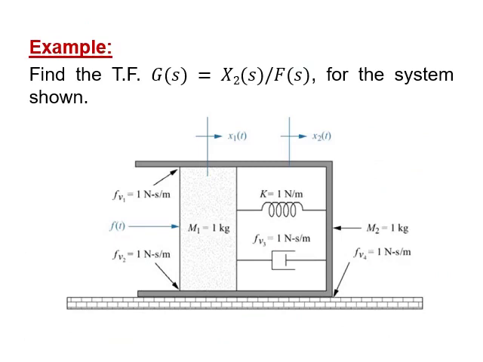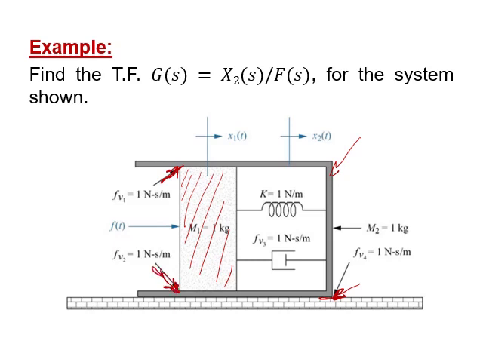In this example, he's asking us to find the transfer function X2 over F. Before we start doing anything, let us describe the system. The system is kind of a box or mass M2 located on a floor. That means there is a friction between the mass and the floor at this location. Inside this mass, inside the box, there is another mass M1. This is M1, where M1 has a friction between itself and M2 here, which is another damping effect, and similarly it has another friction on the bottom side.